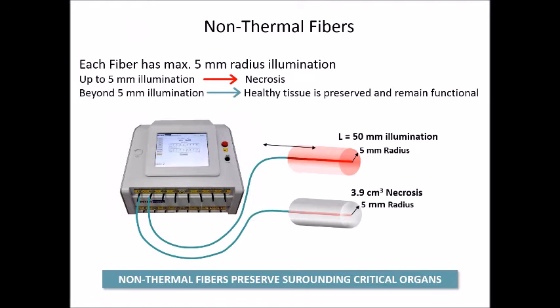The fibers illuminate the prostate at body temperature on an accurate diameter of 10 mm. Every centimeter of fiber introduced into the prostate will generate accurately 1 cubic centimeter of necrosis. The prostate photodynamic therapy is a non-thermal technique that allows to better preserve the surrounding structures.